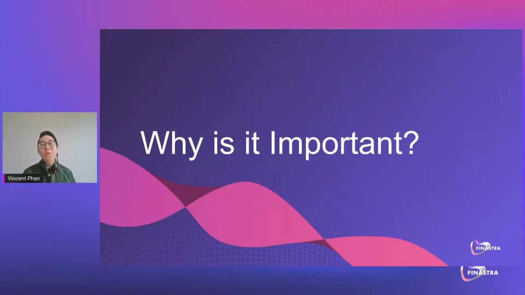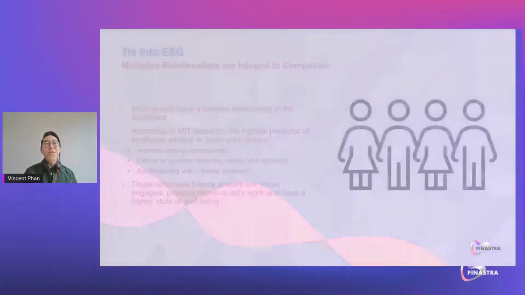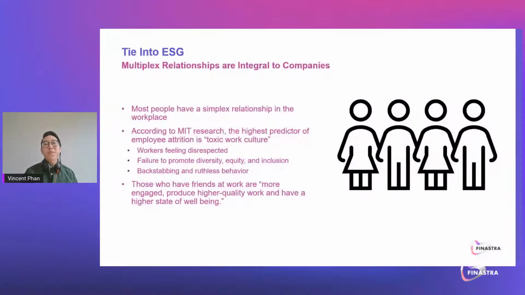So that leads into why is this important? What does this have to do with the hackathon and ESG? Multiplex relationships are integral to companies because most people have a simplex relationship in the workplace. They're only coworkers. They wake up, they go to their job, and they only interact with people if they need to for a business relation. Maybe they need documents or they need a specific task done.